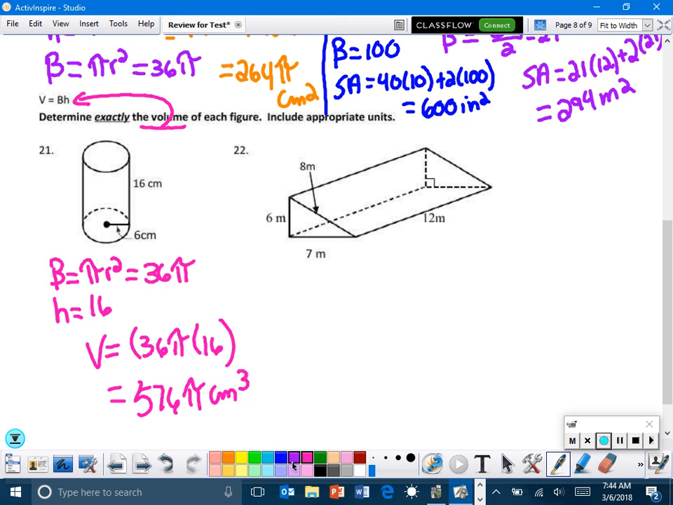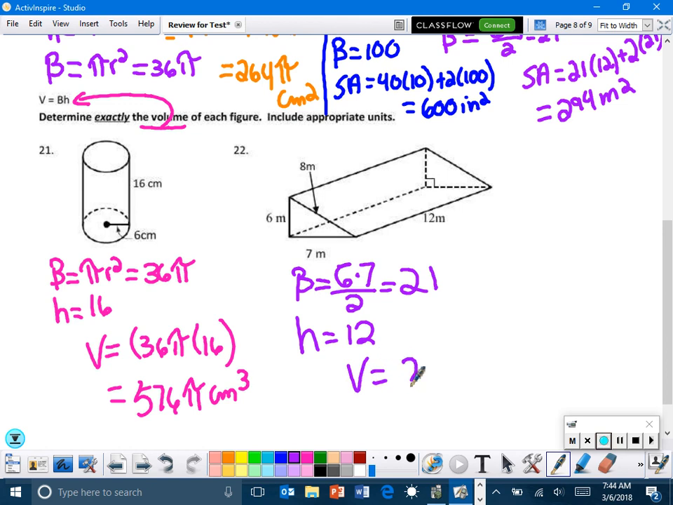Okay, number 22. Again, it's a triangle, so the base area is base times height divided by 2. So the base area is 21. The height is 12. So the volume is 21 times 12, which equals 252 cubic meters.